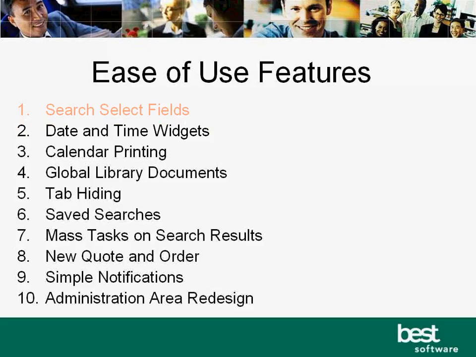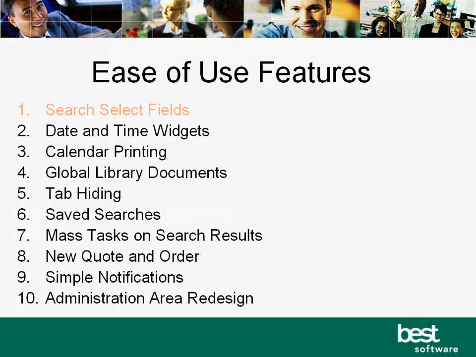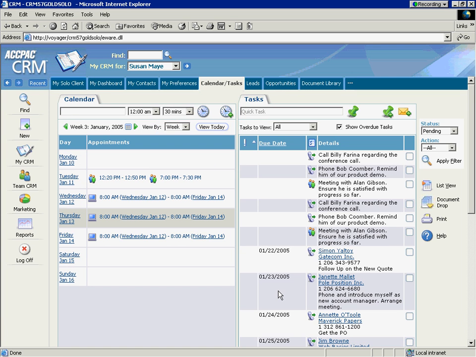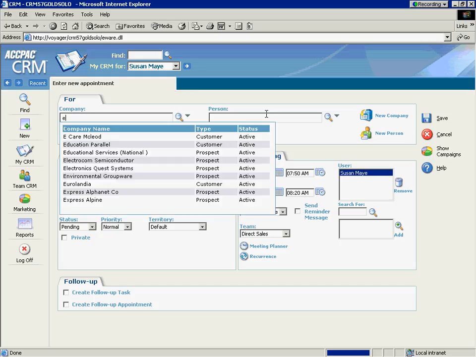And number 1 on the ease of use features in ACPAC CRM version 5.7 is the new search select fields. You will notice these when you're creating appointments, opportunities, and other pieces of information in the system. If we go ahead and create a new appointment, it is this area that has been redesigned in CRM 5.7. We can type in a partial company name here, and it automatically pops up the list of potential matches, so that I can easily decide, yes, it is one of these companies and what their type is.